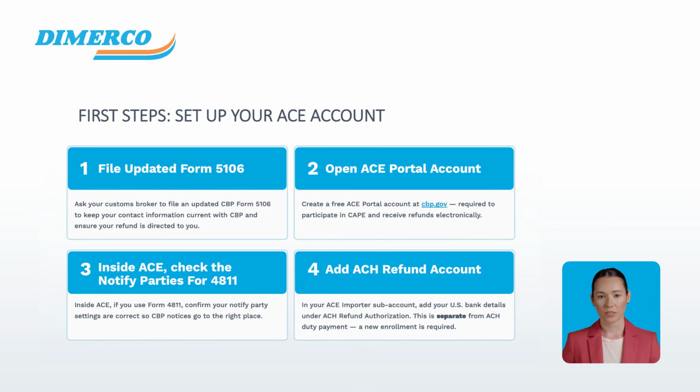Since all refund declarations will be processed through CBP's ACE portal, there are 4 key things that must be in place before you begin to file for refunds. First, have your customs broker file an updated Form 5106 to update your contact information with CBP. Then, if you don't have one, open a free ACE portal account. No refunds can be processed without an ACE account. Next, inside ACE, check Form 4811 data in the Notify Party tab to ensure CBP notices are directed to the right party. Finally, set up your ACH refund account in ACE with your U.S. bank details, as refunds are issued electronically.